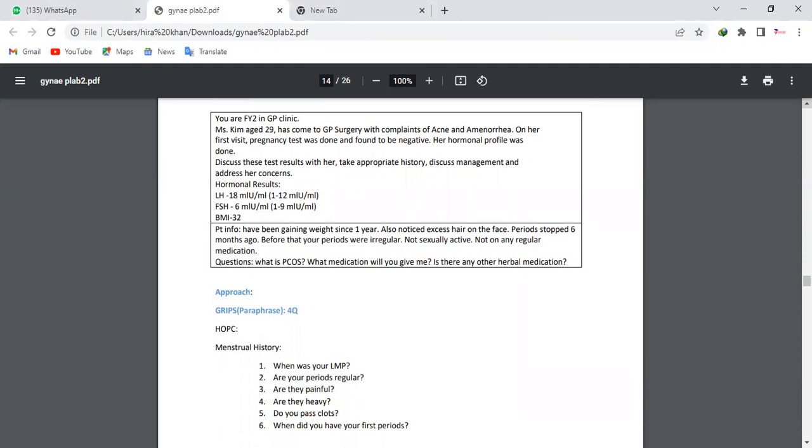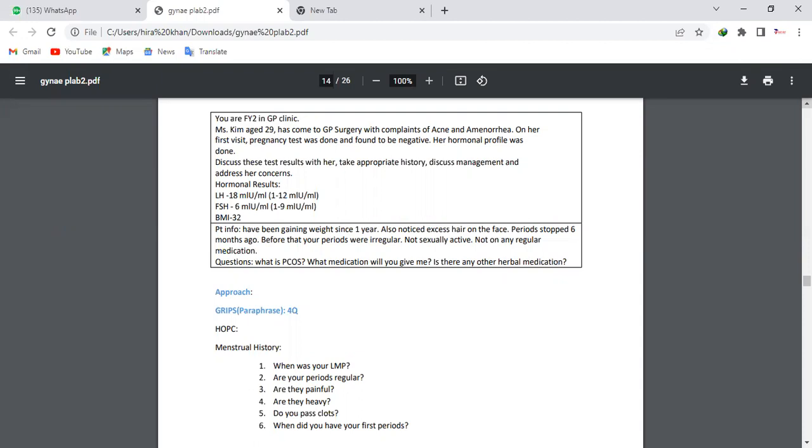All right. So could you tell me why you did this test in the first instance? Well, doctor, I was gaining weight over the last 1 year, and the doctor told me that they might need to run some tests. That's why. Okay. So for the past 1 year, you have been gaining weight. Yes. Have you noticed any other problems along with that? Like what, doctor? Like any problems in your periods?